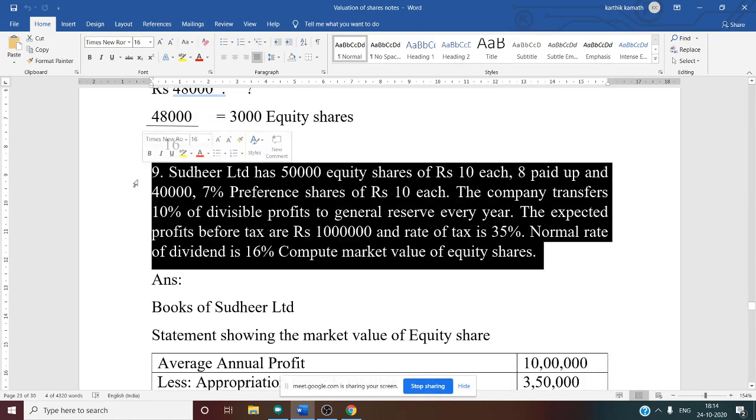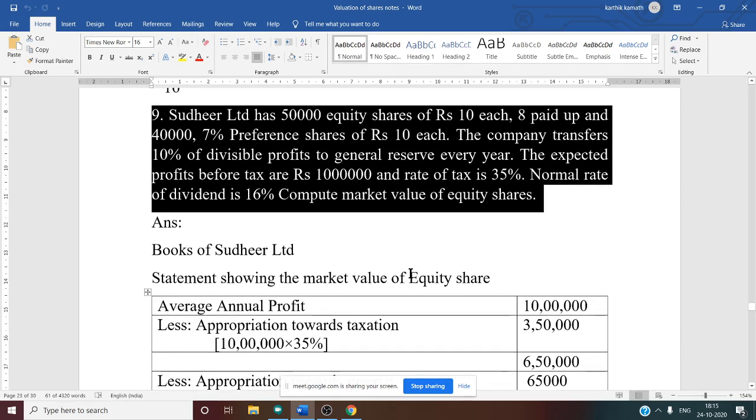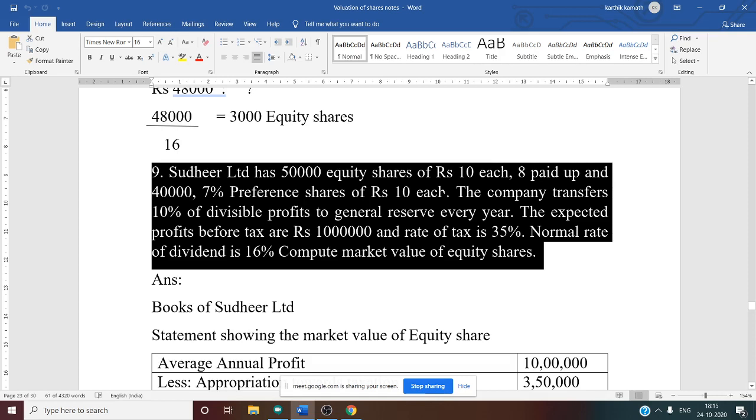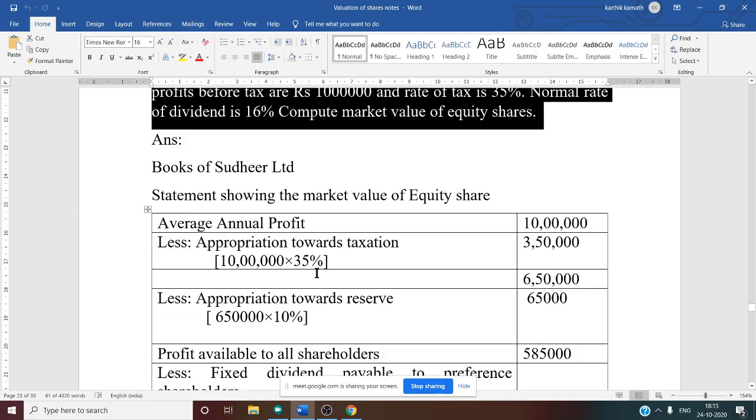This is our question. The preference share information is 40,000 7% preference shares of 10 each. So what is the total value of preference share? 40,000 into 10 gives you the preference share capital. What is our preference share capital? That is 4 lakh. 4 lakh into, we want a dividend. So 4 lakh into the class of preference share. What is the class of preference share? Yes, 7% preference share. That is why 7%.